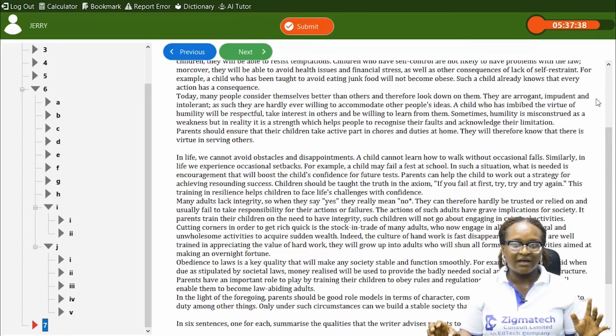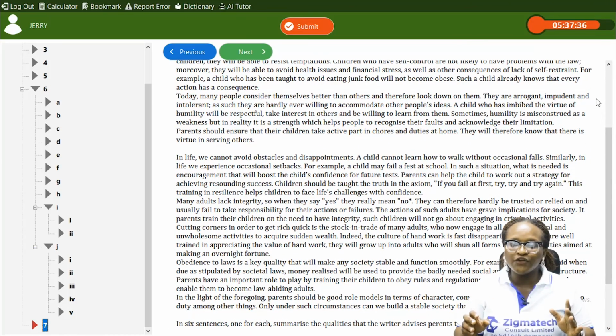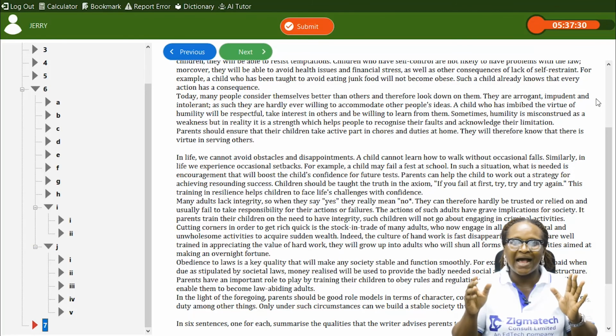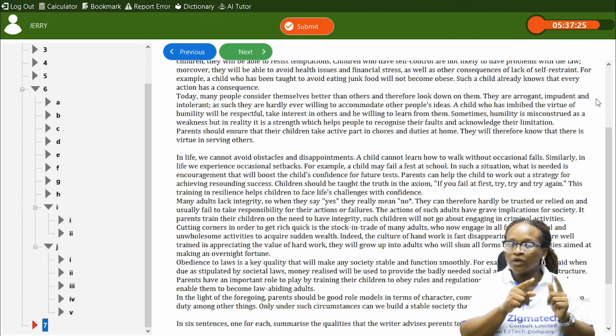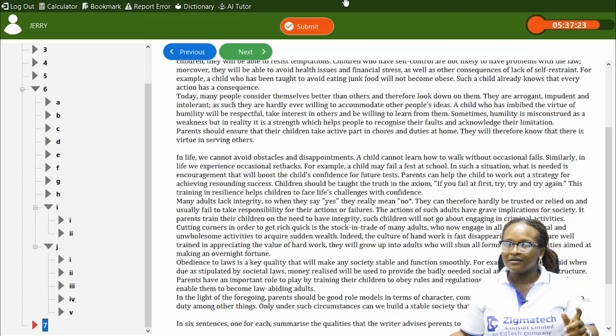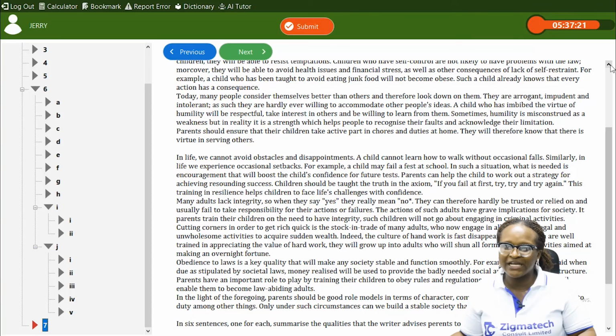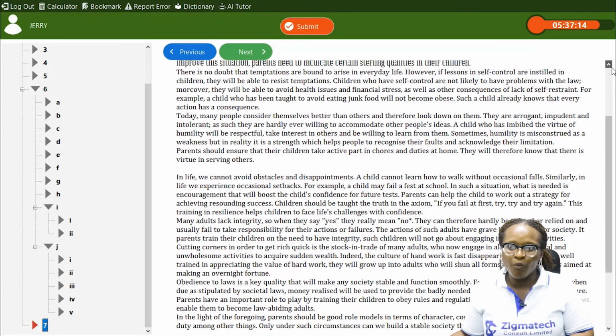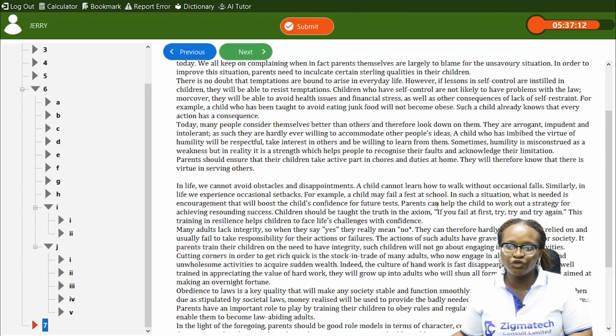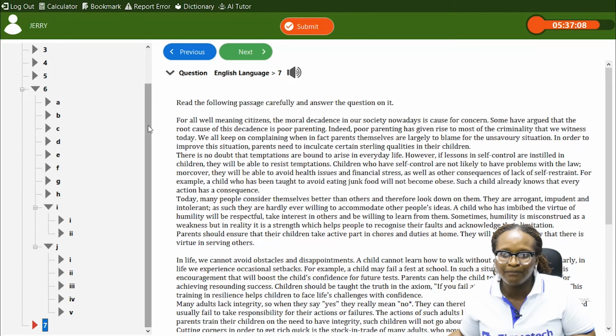So I want to answer this question. The qualities the writer advises parents to instill in their children are as follows. Colon, bullet 1, you write your answer. They must be respectful. They must be children who are what? Obedient to instructions. So these are things you would have identified in the passage.